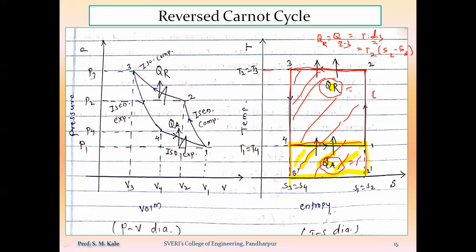In a similar fashion, we can calculate the value of QA, the amount of heat addition. During which process is heat added to the system? During the process 4 to 1. So that is Q4 to 1, again given by the equation T into ds. During this process also, the temperature remains the same, T1 is equal to T4, so I can consider either T1 or T4. Here I will consider T1, and ds is higher entropy minus lower entropy, that is S1 minus S4.